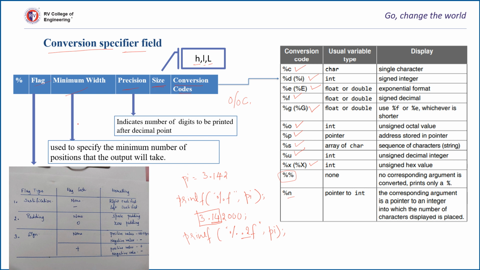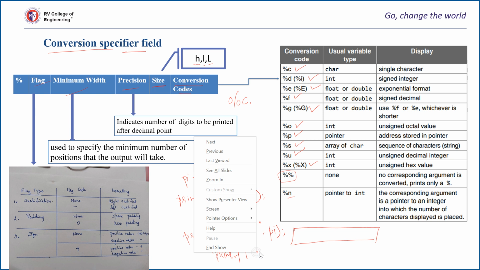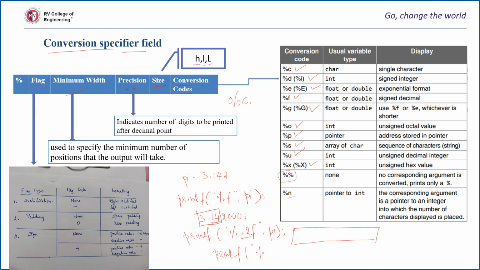Minimum width is used to specify the minimum number of positions that the output will take. For example, I can restrict my output to 10 character spaces. I can specify the width to be 10. So if I have a printf statement like printf("%10f", some d), it means I am reserving 10 character spaces for my output. Remember, this is a minimum width. If your data is more than what is specified as the minimum width, then this is not taken into consideration by your printf statement.